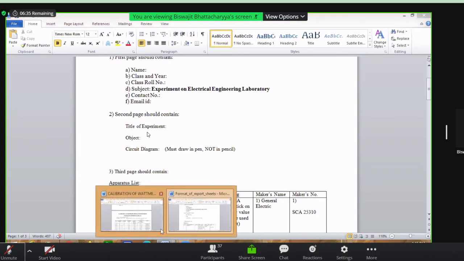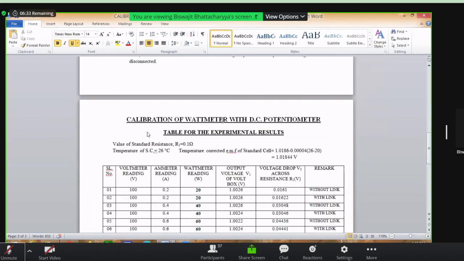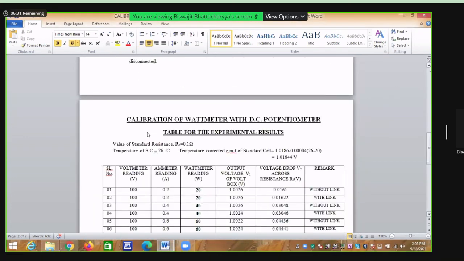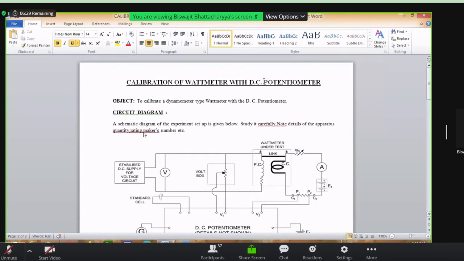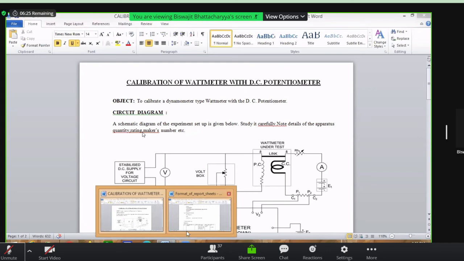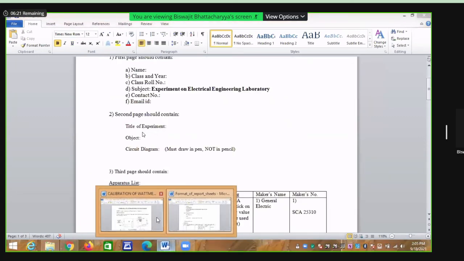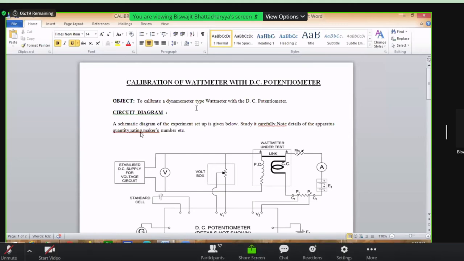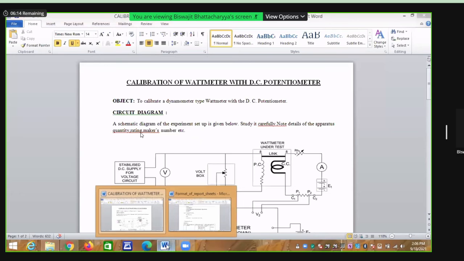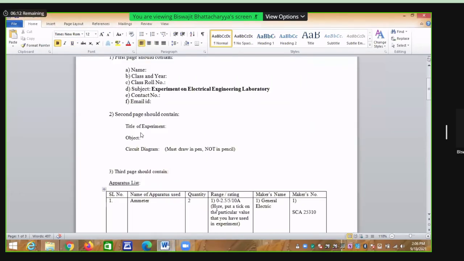What is the title of the experiment? It is given in the other material: calibration of wattmeter with DC potentiometer. Then what is the object of the experiment on the second page? The object is also given in the instruction sheet: to calibrate a dynamometer type wattmeter with DC potentiometer. That is the object. Then the circuit diagram must be drawn in pen, not in pencil.